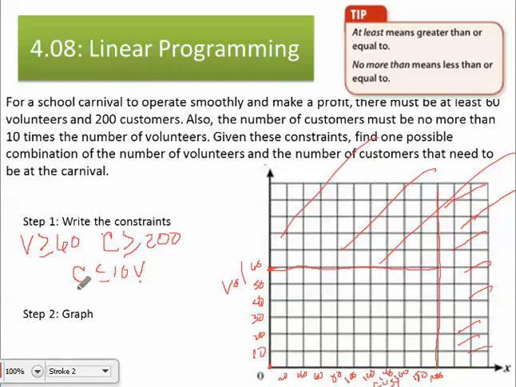So I need to solve it for volunteers, because volunteers is the y-axis. So V is going to be greater than or equal to 1/10 of customers. So my slope is going to be up 1 over 10, or up 10 and over 100. Is that right? Yeah. So if I go up 10, I've got to go over 100.